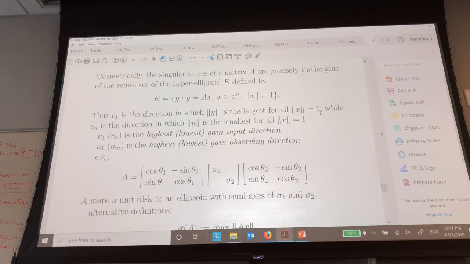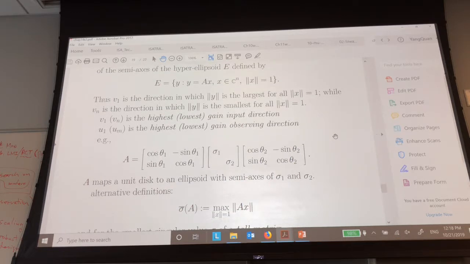That's why we use this as the worst-case gain. Remember how we defined the infinity norm? It's sigma bar, the largest amplitude, the largest amplification. From this perspective, you'll see that Vn is the direction in which y is smallest. I hope you will understand from that perspective.